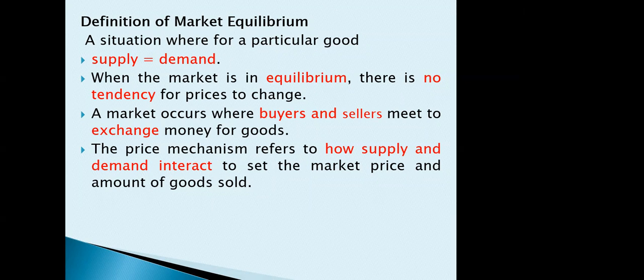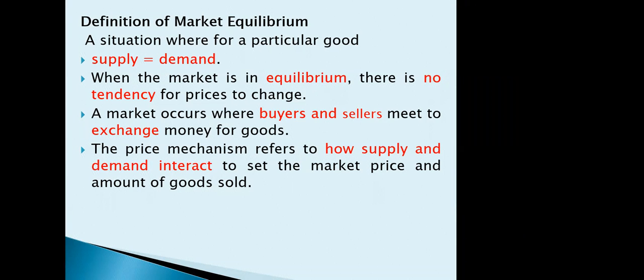The market occurs. Market यानी क्या है? Where buyers and sellers meet to exchange money for goods. Market यानी क्या है? This is the physical place at which buyer and seller come together, and they exchange money for goods. The price mechanism refers to how supply and demand interact to set the market price and the amount of goods sold. So this is the price mechanism.